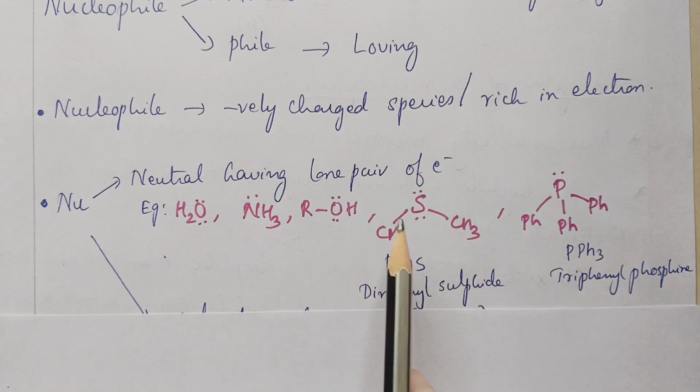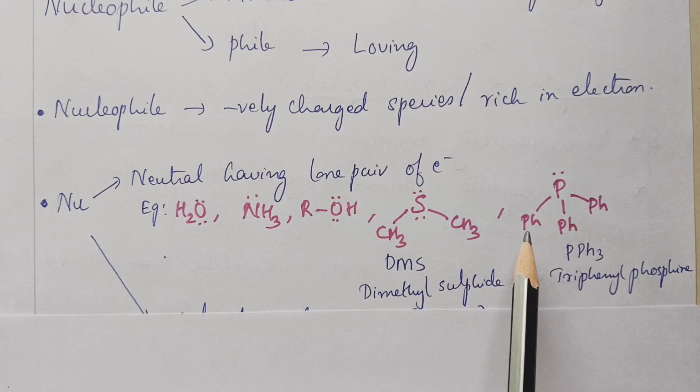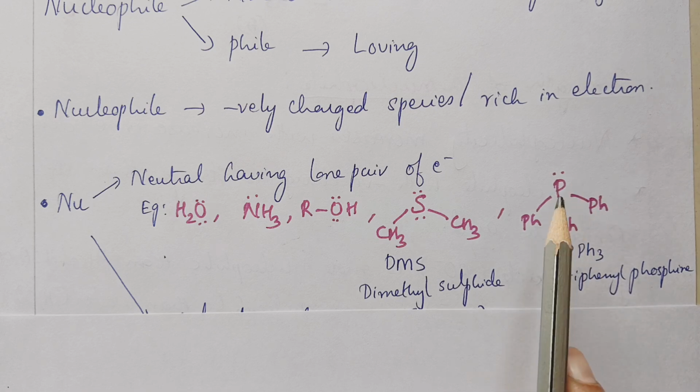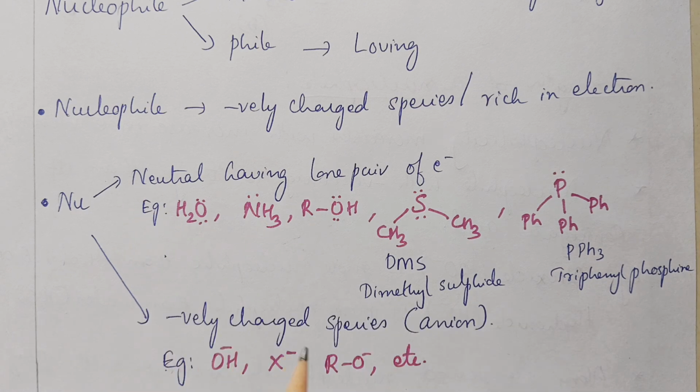Now this compound is dimethyl sulfide or DMS. Here sulfur has two lone pairs. Now this compound is triphenyl phosphine. Three phenyl groups, that means benzene rings, are attached to phosphorus. So phosphorus has lone pairs. So these are all examples for neutral nucleophiles. We can also have negatively charged nucleophiles or anions. Examples are hydroxide, OH minus, halide, X minus. It could be iodide, bromide, chloride, fluoride. Then alkoxy group, RO minus, etc.